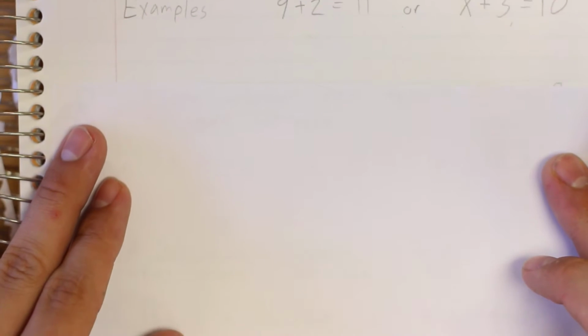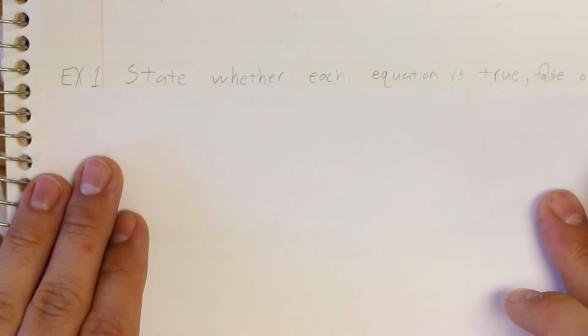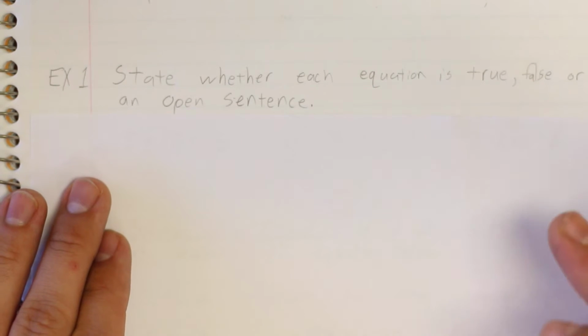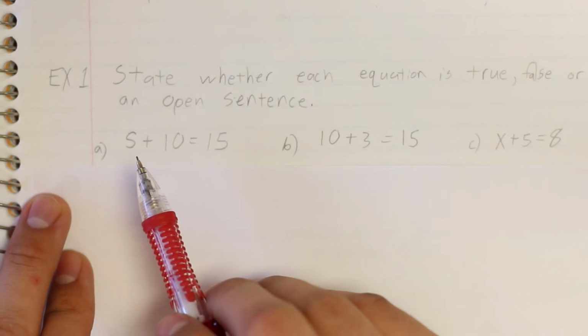Now, let's look at some examples of what kind of problems or work we might be asked to do in this section. You'll be asked to do things like this. State whether each equation is true, false, or an open sentence. I'll explain what that means with these examples. We have 3 examples right here.